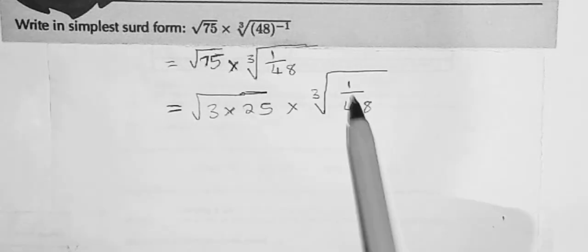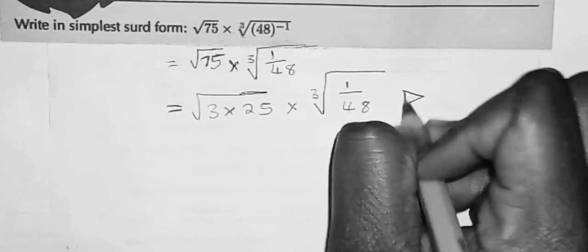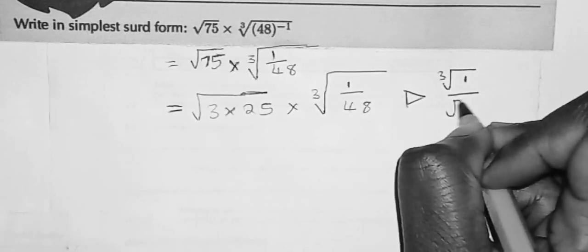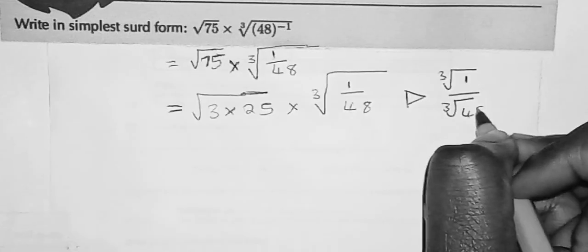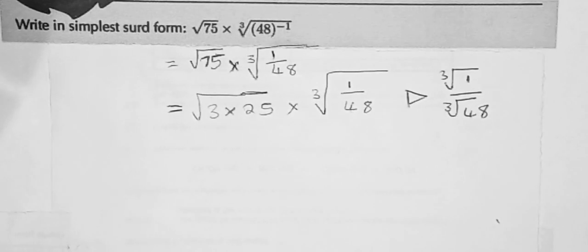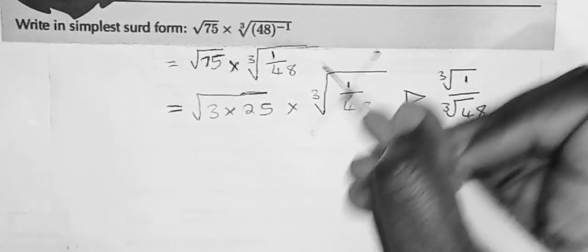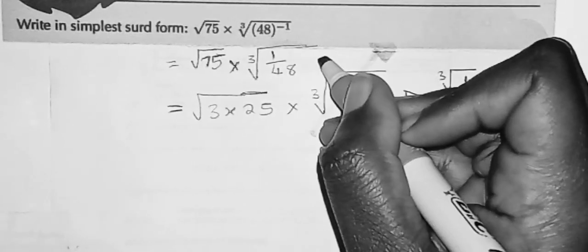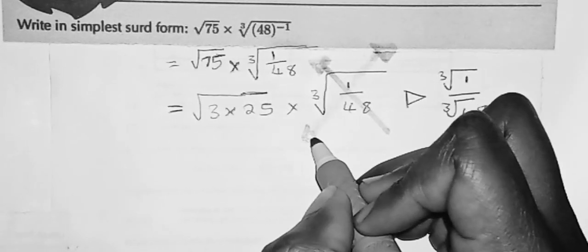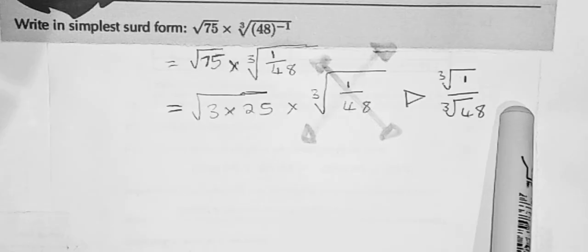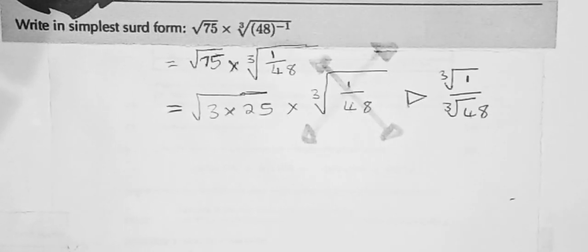So this cube root of 1/48 will change to the cube root of 1 and the cube root of 48. So you write it like this, not like this. We change this one to this one. This one is changed. It is the rule of the surd.